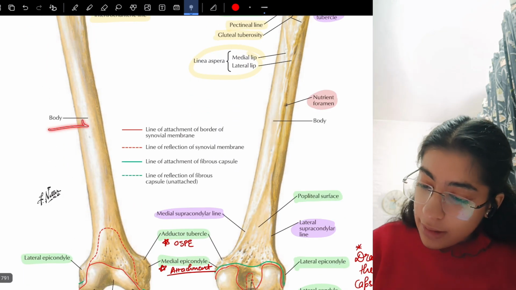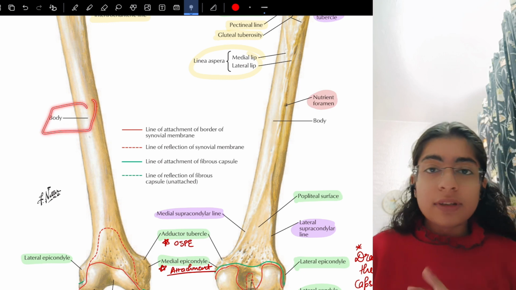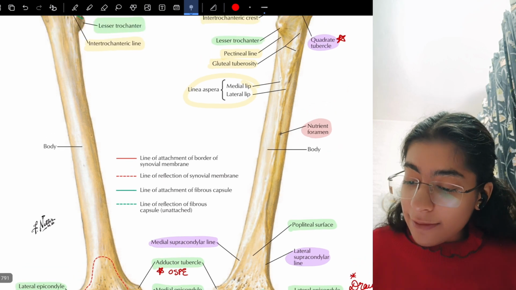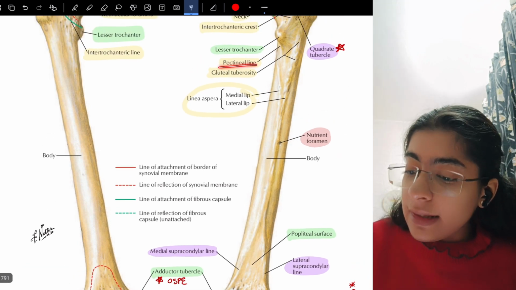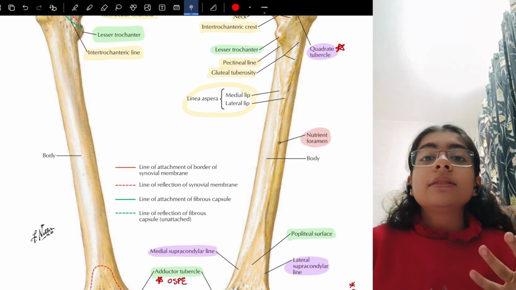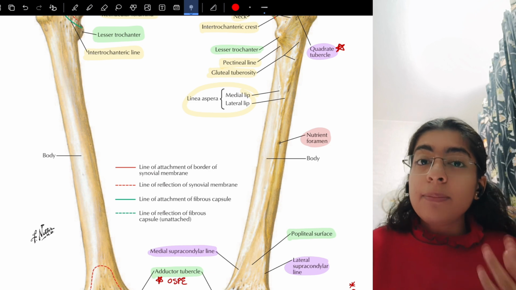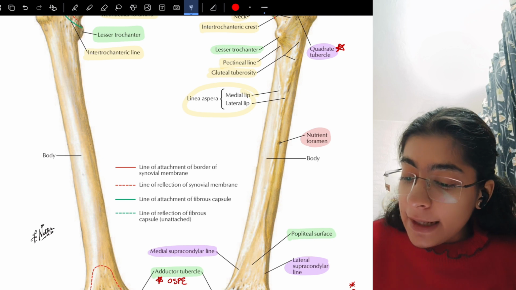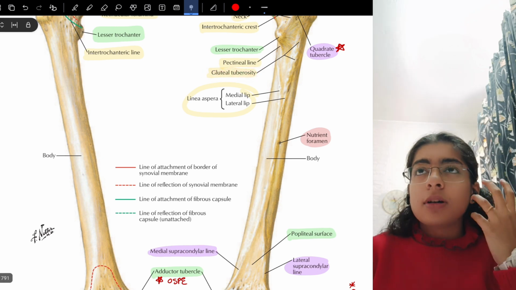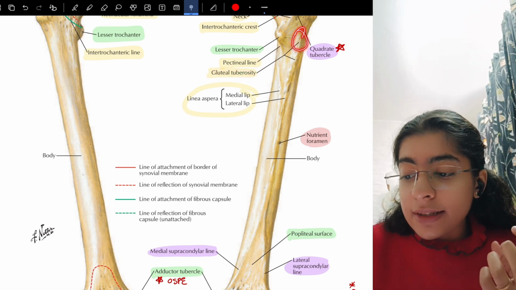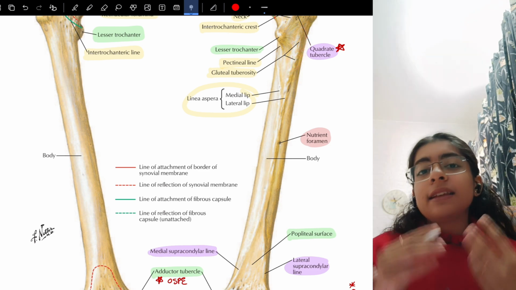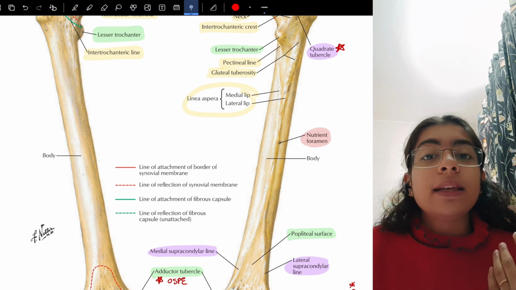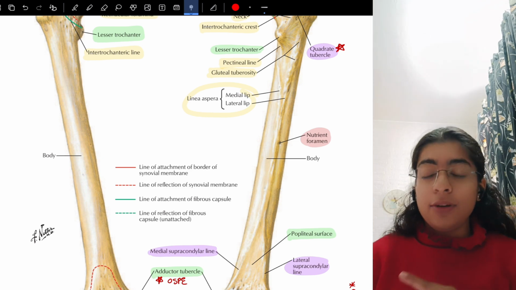Next, the body. Here in the body, in the anterior surface, there is nothing for you to understand. But in the posterior view, yes, we have many things like the pectineal line. If the pectineal line is there, you must have heard about the muscle pectineus. So here is the insertion of the muscle pectineus, okay? Next is the gluteal tuberosity. In the gluteal tuberosity, you can guess there is insertion of the muscle gluteus, okay? It can be any, right? We will study that afterwards.